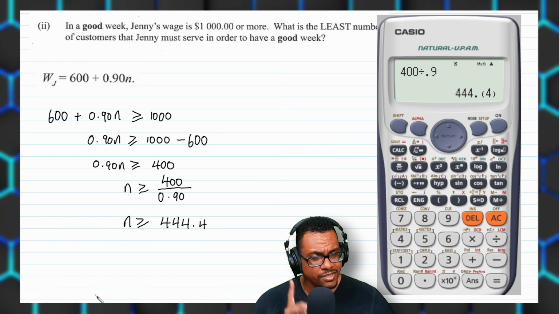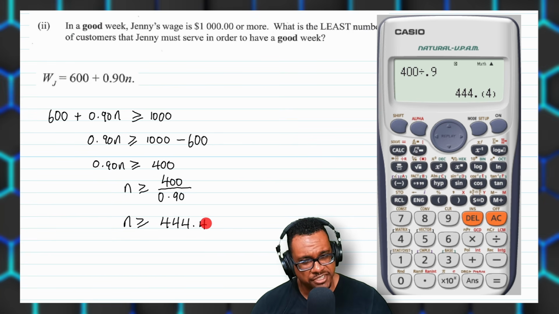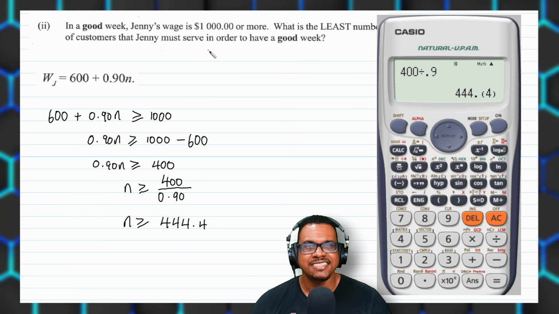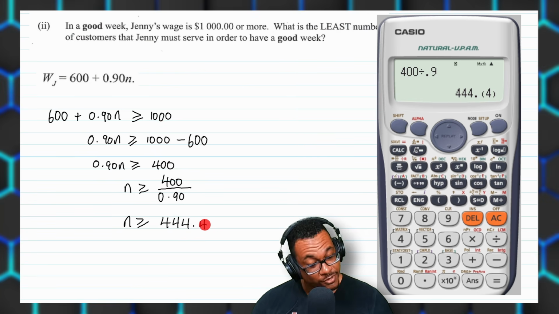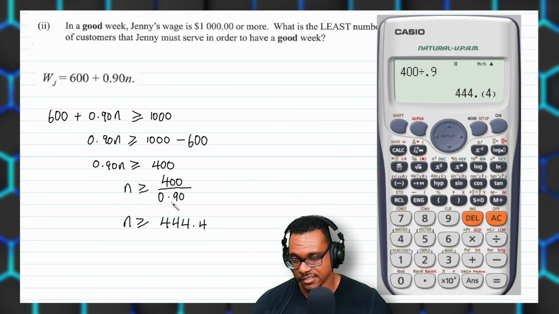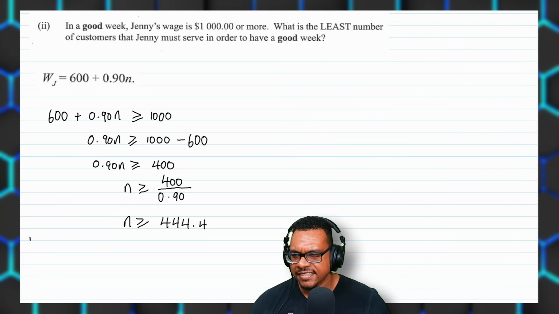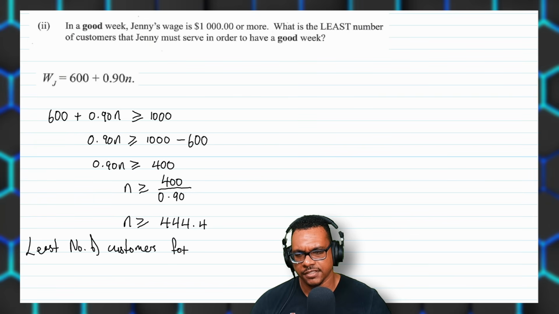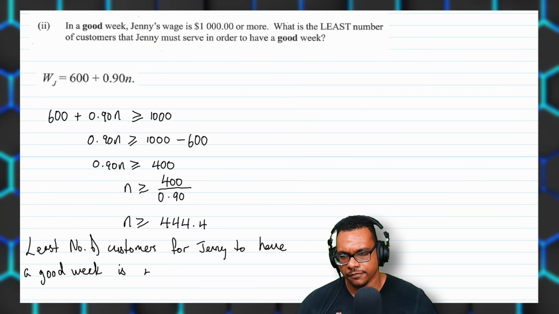Now, listen to what I say. Well, we can't have a fraction of a customer. So we want the least number of customers for Jenny to have a good week. So if we have 444 customers, we'll end up with less than $1,000. 444.4 would give us the $1,000. So therefore, the least number of customers to make 1,000 or more has to be 445 customers. So now I'll put the least number of customers for Jenny to have a good week is 445 customers.